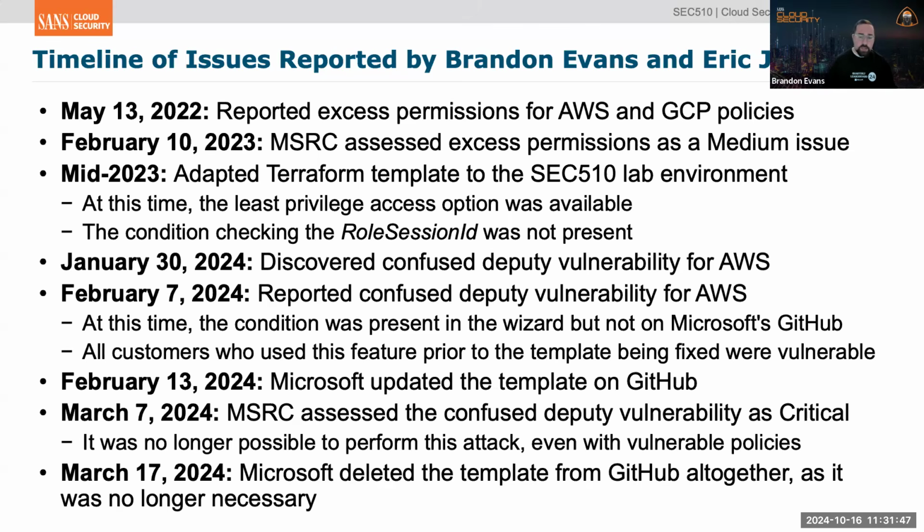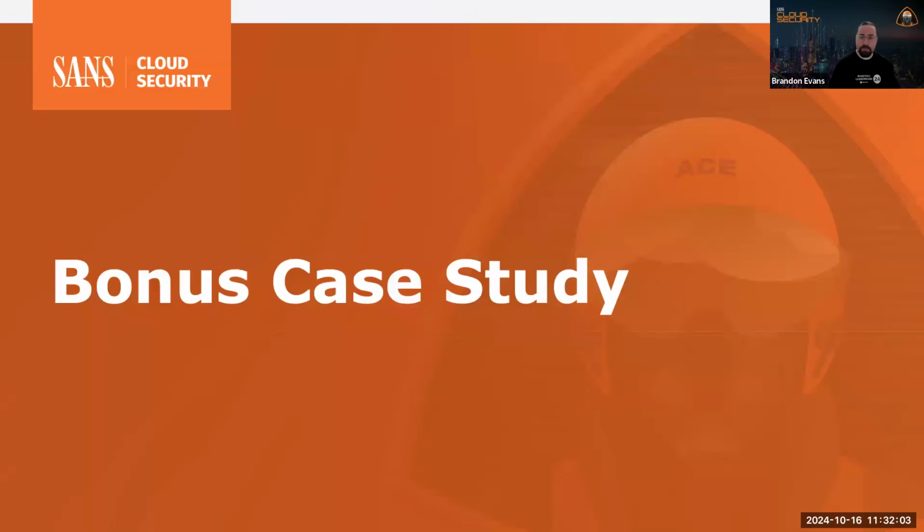They called this a critical vulnerability, did that retroactive fix where they make sure that they will not connect to tenants that do not have that condition. And they actually ended up removing it from GitHub altogether, as there was no real reason to deliver this template outside of the official wizard.